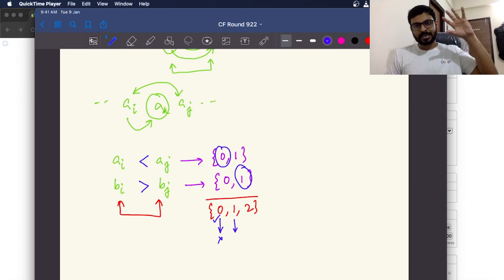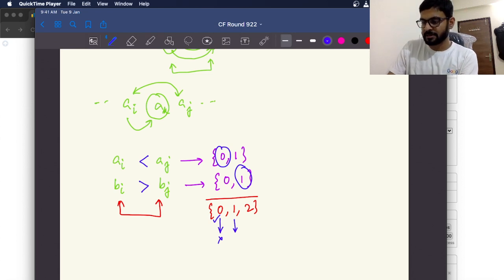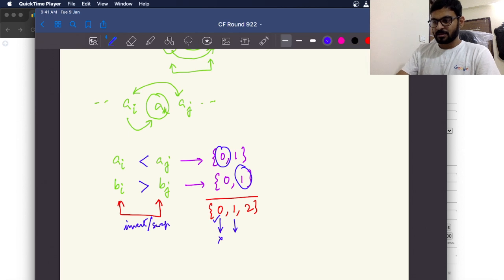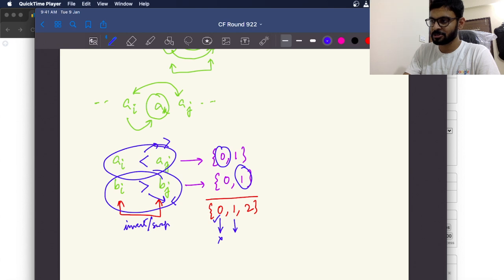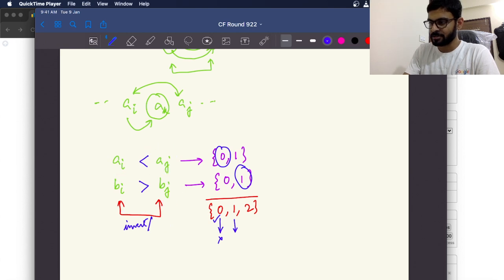What happens in this case if I swap them? This becomes an inversion now, AI greater than AJ, and this will no longer be an inversion. So one gets corrected, the other gets damaged. Correct or not? So I can't improve this.